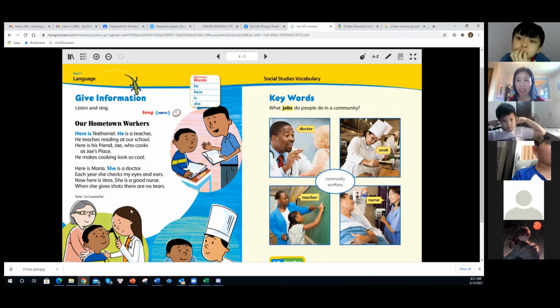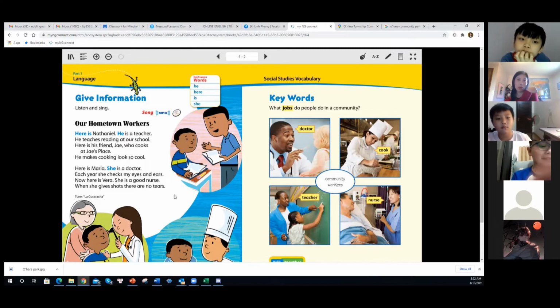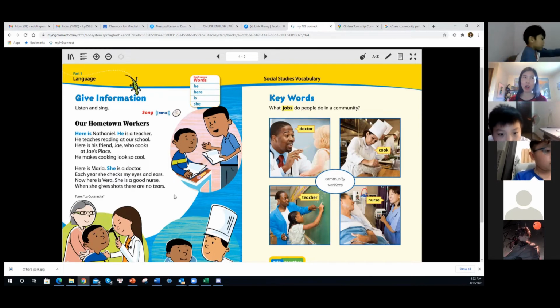How about Lê Anh, who is Vera? She is a good nurse. Mm-hmm. What does she do? She gives shots. There are no tears. Yeah. Do you know shots? When you have to get a vaccine, then that's a shot. Okay. So she's a nurse and she gives shots.